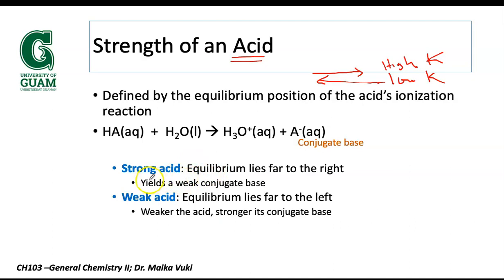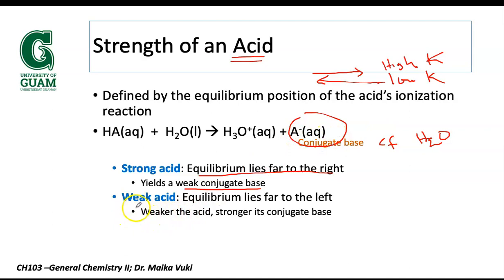So in a strong acid, what we say is that equilibrium lies far to the right, and therefore, notice this is going to be a new sort of description. So it yields a very weak conjugate base. So in other words, this species here that is formed is weak. Weak in what sense? Compared to water. So it is a weak conjugate base, meaning that when this forms, if it's weak, it will not react with water. It will remain as is.